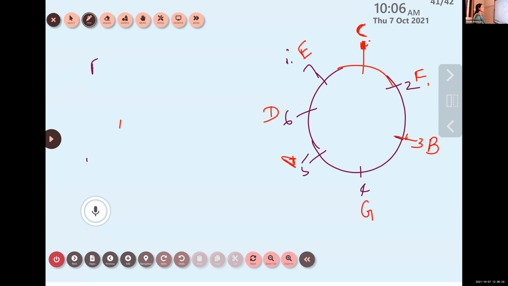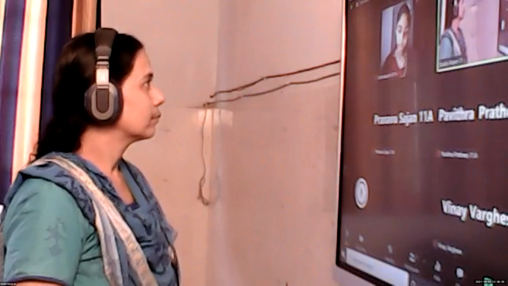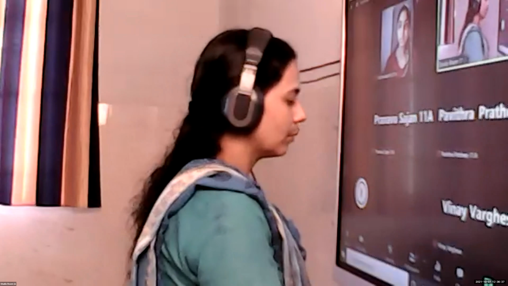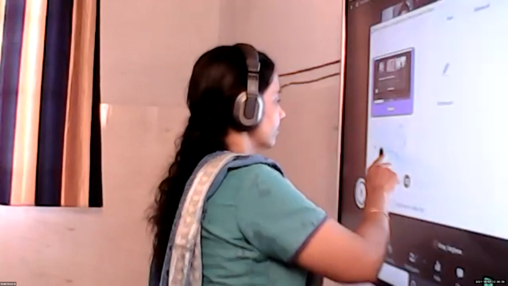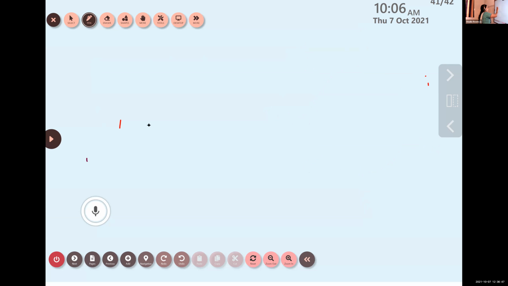Is the seating plan clear, children? Circular. Okay, that is the circular plan we are doing. Is it clear? Let us try one more question. Write the question.